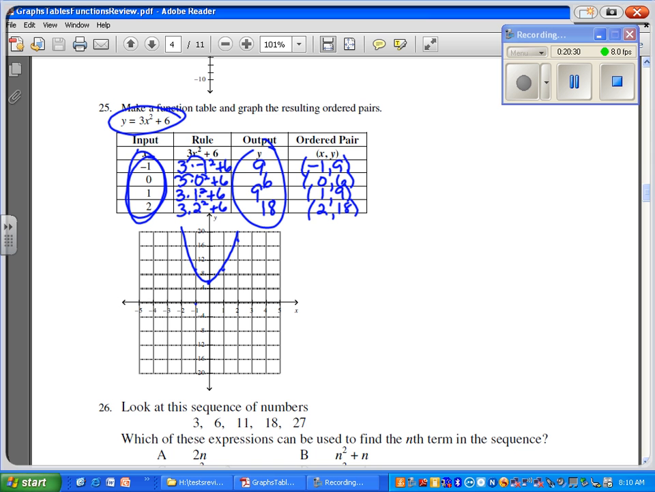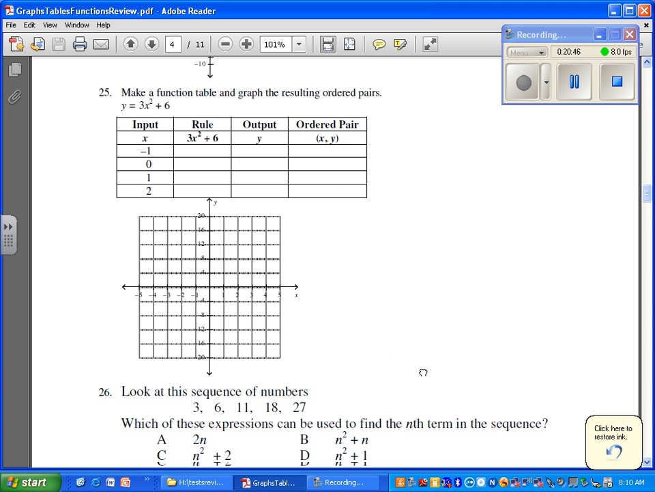This is going to make that parabola shape, like we said, because of the x squared. When I square a negative number, I have a positive answer. So that's why our bowl is pointing up in both directions, even when our x is negative.